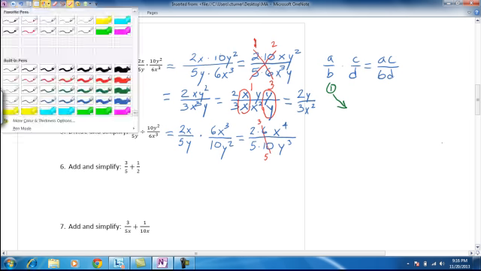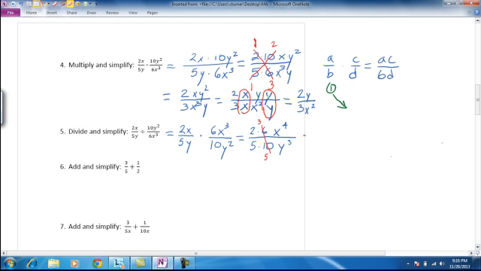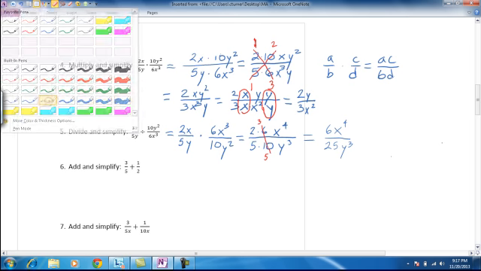So let's write out our final result here. We've still got the 2, the 3 that remain from the 6 when we pulled out the 2 there. Everything's multiplied, so that's 2 times 3 or 6 times x to the 4th up top. Down below, 5 times 5 is 25 y cubed. 6 and 25 don't have any common factors, and x to the 4th and y cubed don't have any common factors either, so that's as far as we can go with that, I believe.